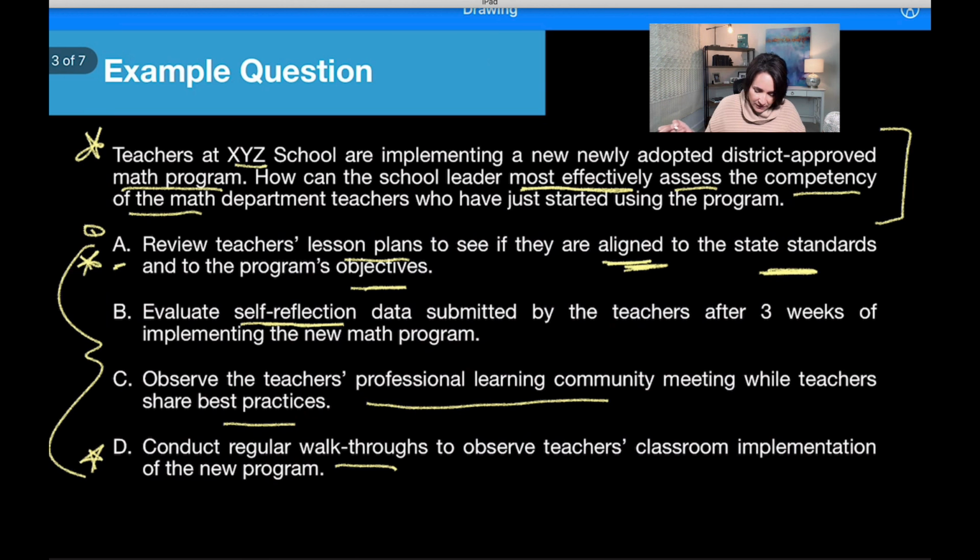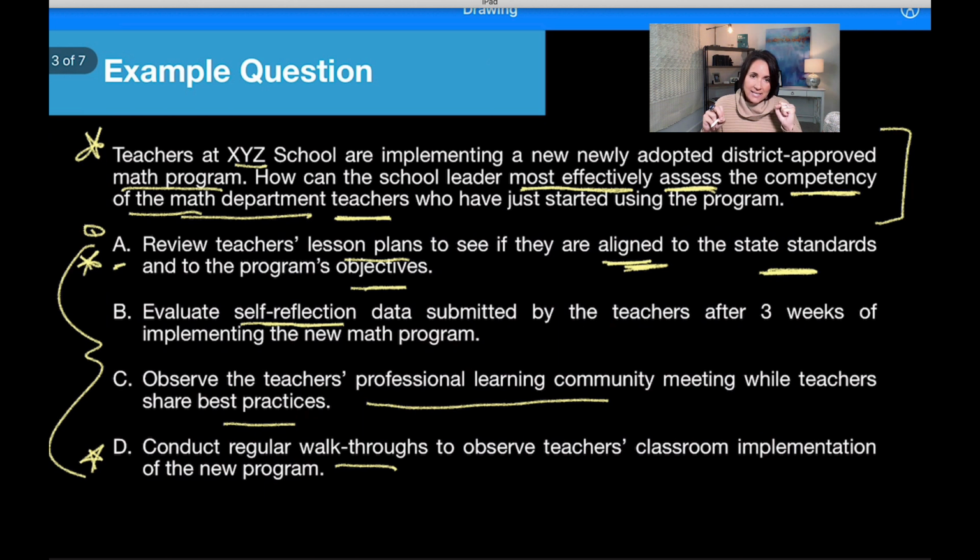So let me go back and look at this question and figure out exactly what it's asking me. How can the school leader most effectively assess the competency of the math department teachers? So we're trying to assess how well they're implementing the program.